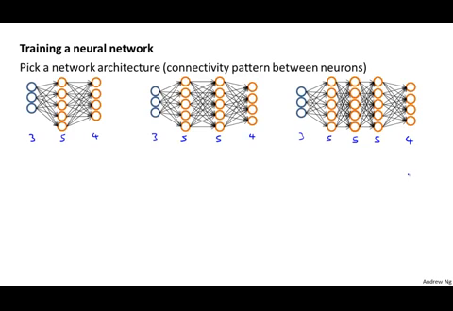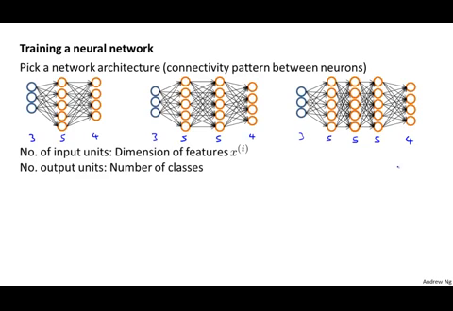So how do you make these choices? Well, first, the number of input units is pretty well defined. Once you've decided on a fixed set of features x, the number of input units will just be the dimension of your features x(i). And if you're doing multi-class classification, the number of output units will be determined by the number of classes in your classification problem.